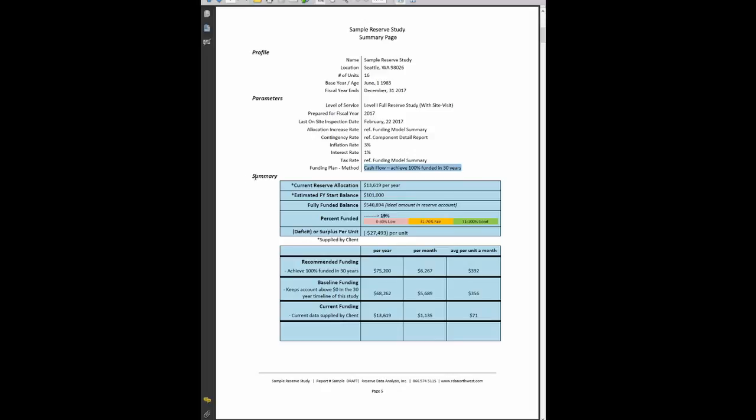Below that is our summaries for the report, and within this section, we're going to just start right off the get-go here at the current reserve allocation. This is given to us by the client, and this is the amount that they're currently putting into their reserve account, specifically for reserves. So it's not an amount set into the operating account or into some other account. It's actually an amount set aside for reserves in a particular year. And below that, estimated fiscal year start balance. This is the amount that's actually in the reserve account set aside for reserves at the beginning of the fiscal year.